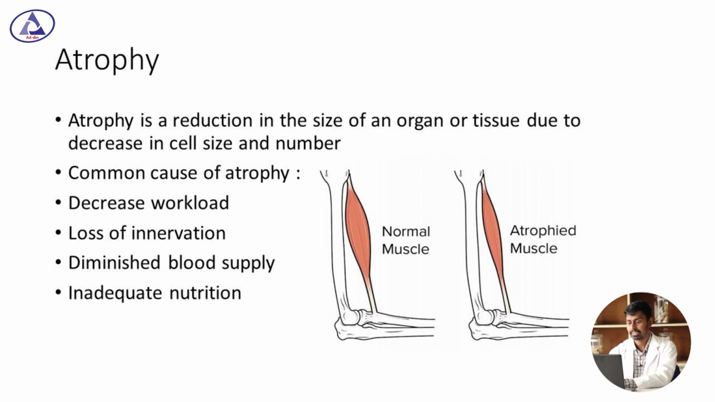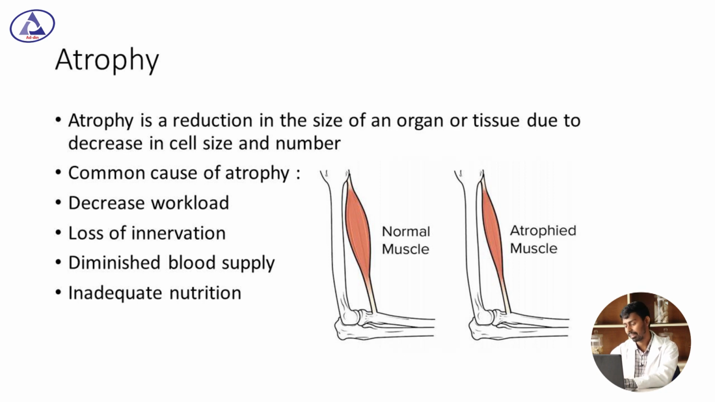Now I am going to discuss atrophy. It is the most frequently asked question in Viva and the most important topic for our written exam. Atrophy is a reduction in the size of an organ or tissue due to decrease in cell size and numbers. There are many causes of atrophy; important causes are decreased workload, loss of innervation, diminished blood supply and inadequate nutrition.